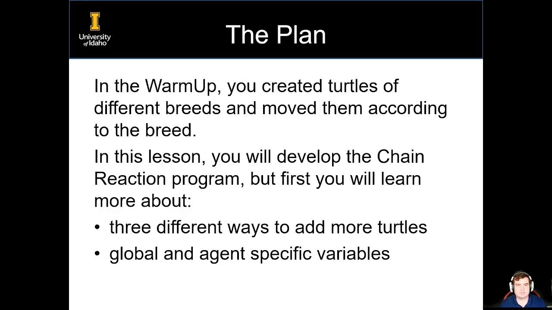All right, so in the warm-up, we created a bunch of turtles that had different breeds, and we moved them according to their breeds. In this lesson, we're going to be taking that a step further, and we're going to develop a chain reaction program. But first, we need to talk about the different ways that we can add more turtles. We've pretty much only talked about one way at this point, so we're going to talk about the other ways that turtles can be created. We're also going to talk about global and agent-specific variables.